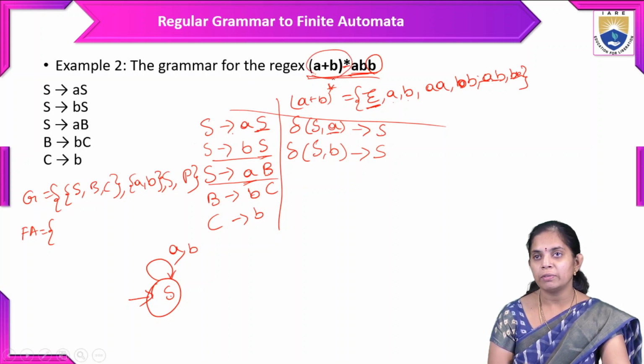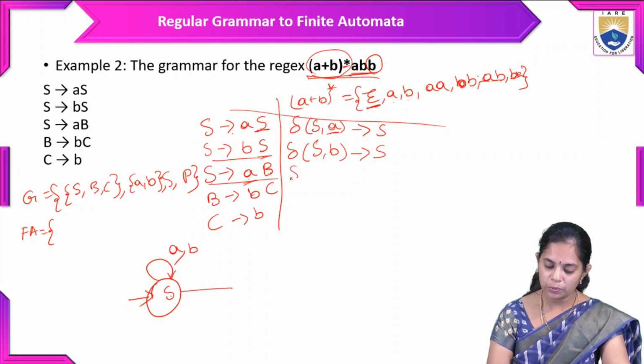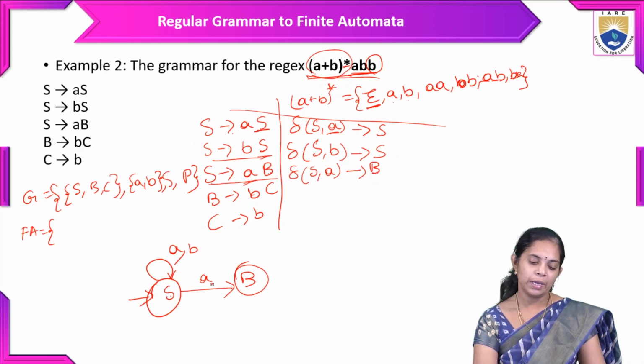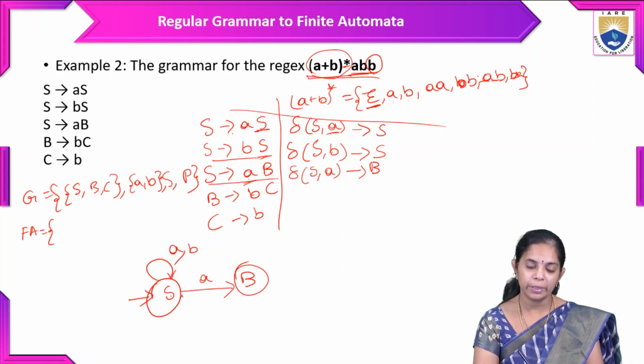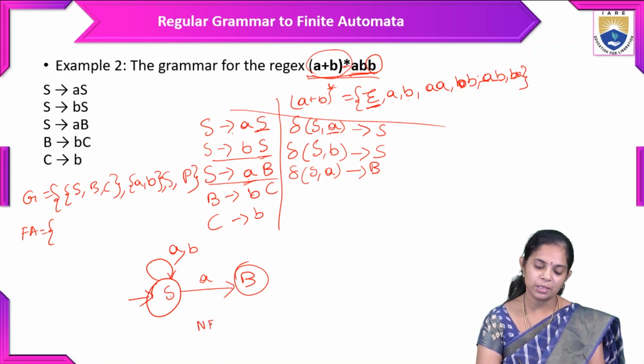So S, whatever we give, stays in the self state only, and that is represented by a star. And here S tends to AB. When we give A as an input here, it also reaches the state B. If you observe here, we have a single input value A, but it is reaching two states. So this represents an NFA.